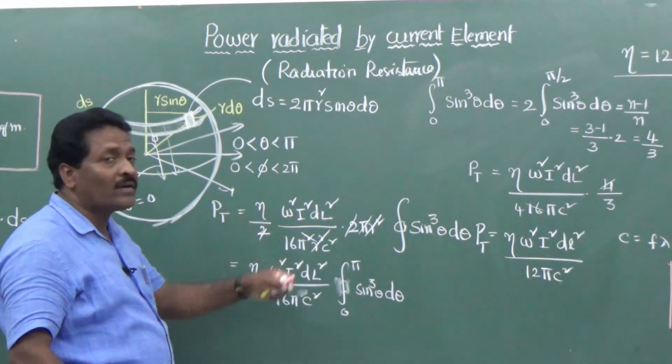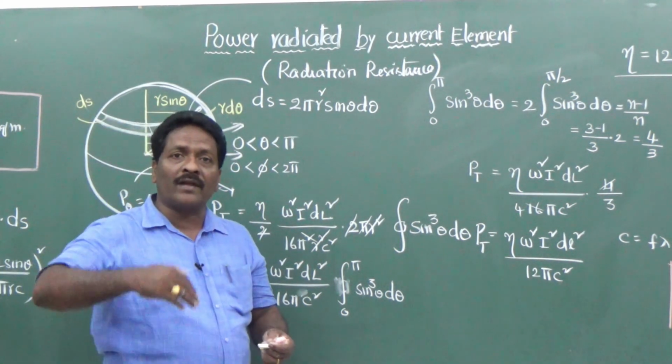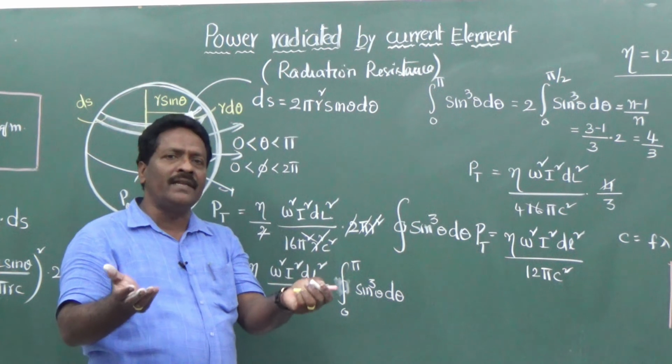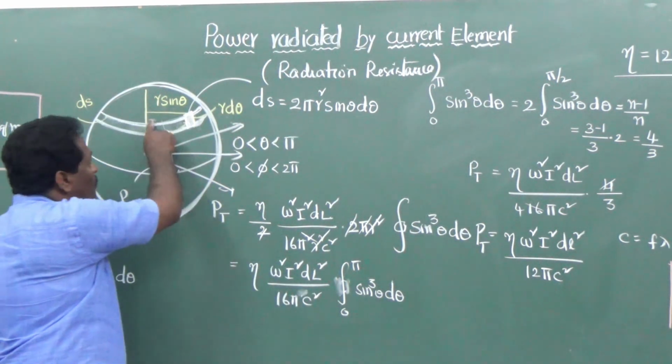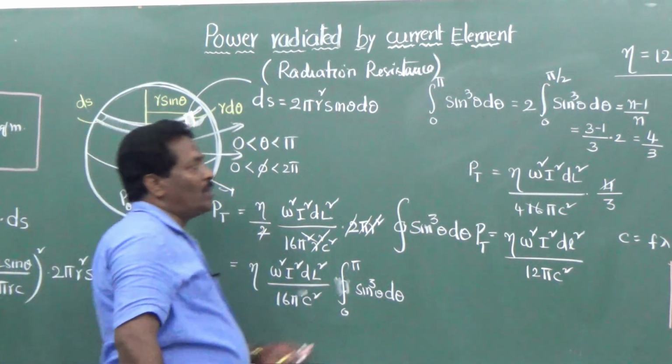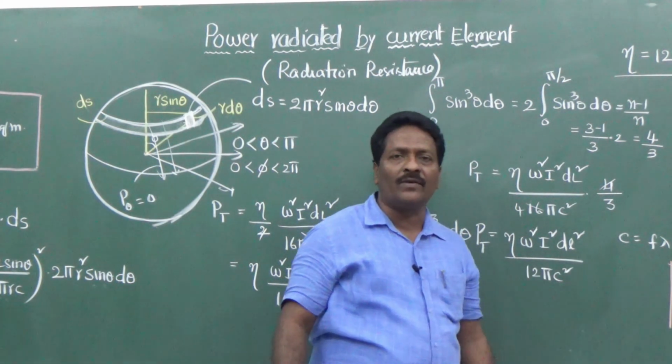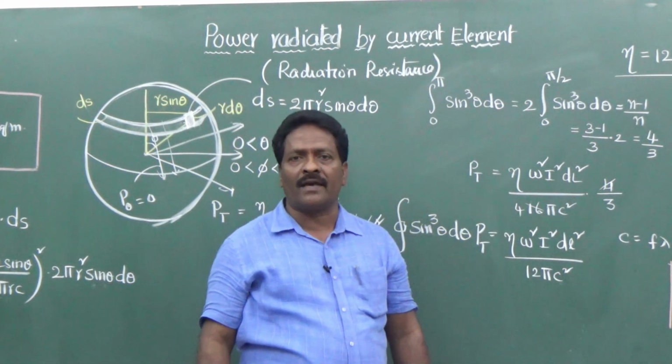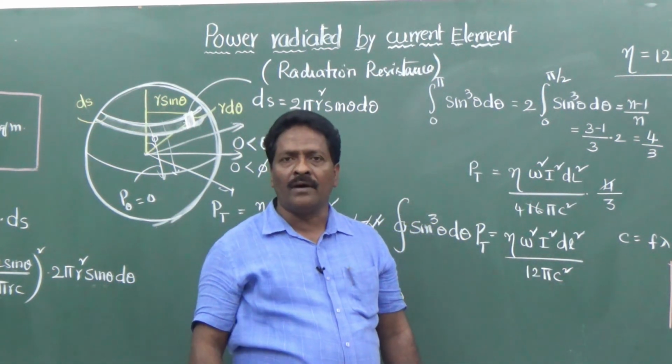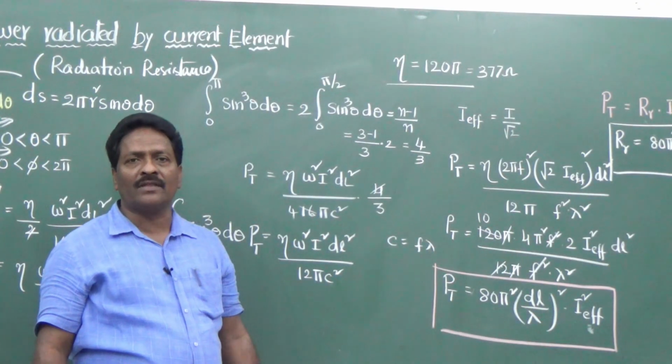Initially we calculated the average power. To calculate the total power, you integrate over the limits 0 to pi. If you simplify this equation, finally you get Pt is equal to 80 pi square dl by lambda whole square into Rr. I hope you understood this lecture very well.